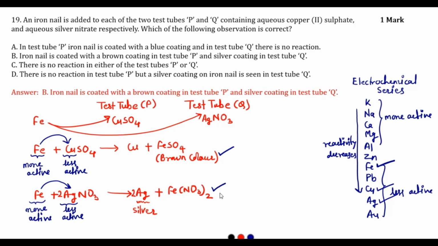And now we have to see the options. If you see the option, in the first test tube P, iron nail is coated with blue coating and in test tube Q there is no reaction it seems. So it is wrong. Then B: iron nail is coated with brown coating in P and silver coating in Q. So this option is the correct one. Now no need to check the C and D options. Therefore, the correct option is option B. So write down answer B, that is, iron nail is coated with brown coating in test tube P and silver coating in test tube Q. I hope you understood this answer. Now we'll move on to the next question.